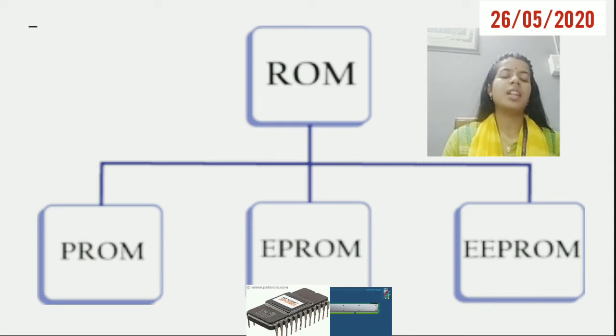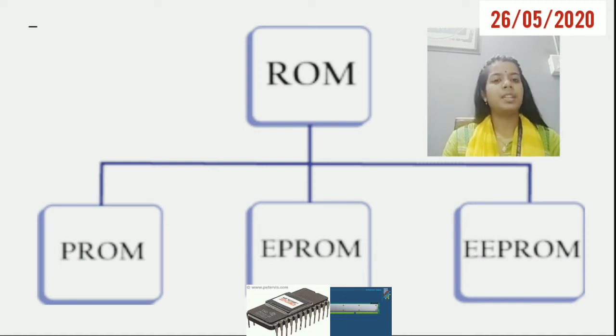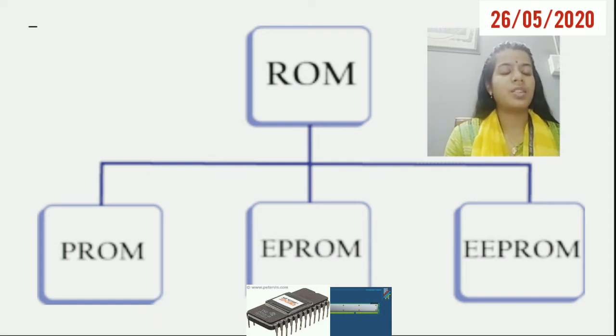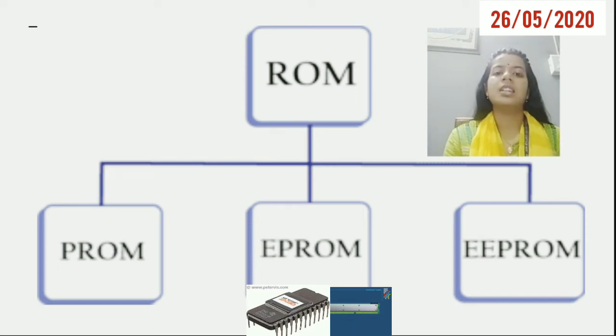Now what is the difference between EPROM and PROM? In EPROM, data can be erased by exposing it to ultraviolet light. And in PROM, the information recorded cannot be changed or erased.